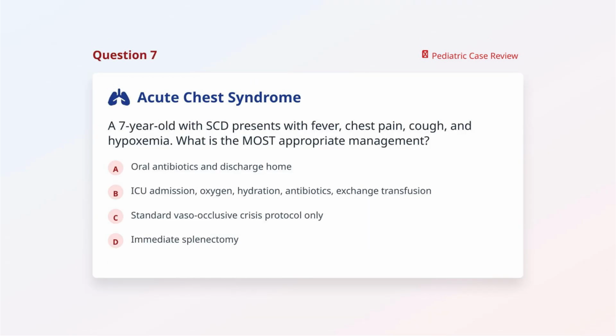A 7-year-old with sickle cell disease presents with fever, chest pain, cough, and hypoxemia. What is the most appropriate management? Option A, oral antibiotics and discharge home. Option B, intensive care unit admission, oxygen, hydration, antibiotics, exchange transfusion. Option C, standard vaso-occlusive crisis protocol only. Option D, immediate splenectomy. Consider the severity of acute chest syndrome and the appropriate intensive management approach for this life-threatening complication of sickle cell disease.